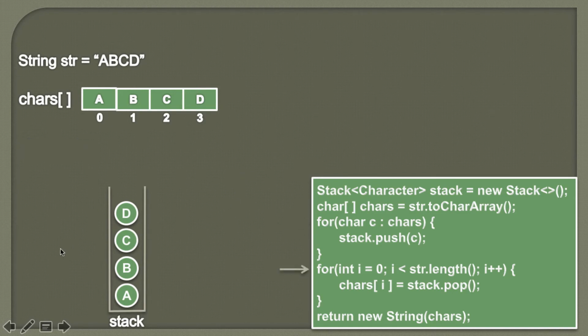So friends, here now in the stack we have 4 elements. The first element which we inserted was A, then we inserted B, then we inserted C, and the last element we inserted is the D.